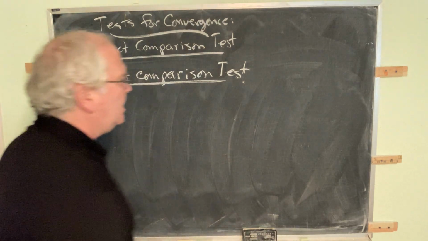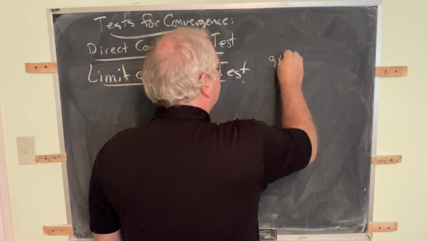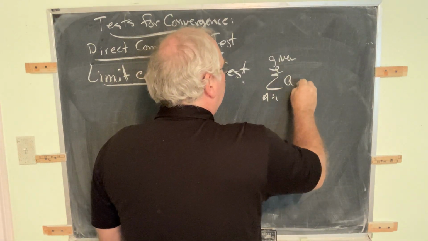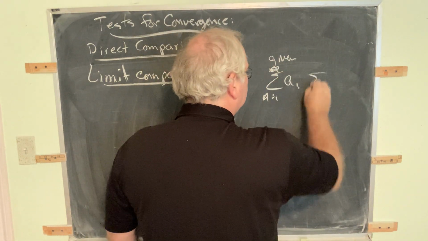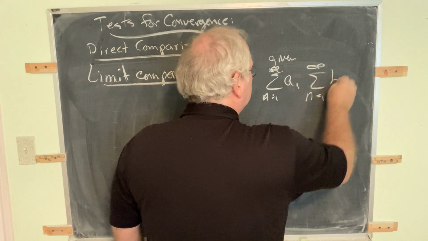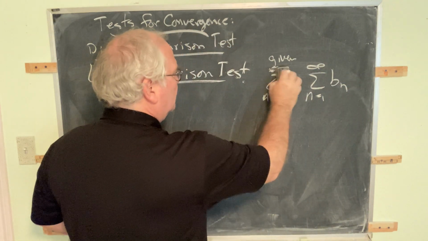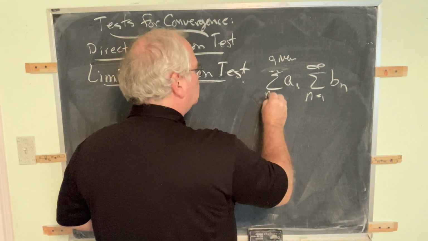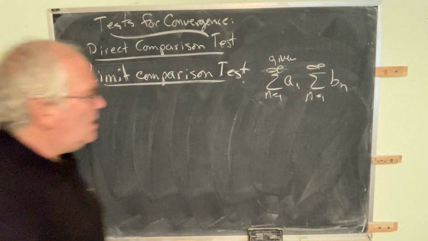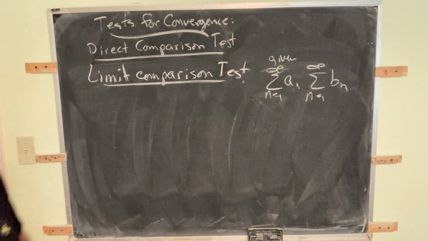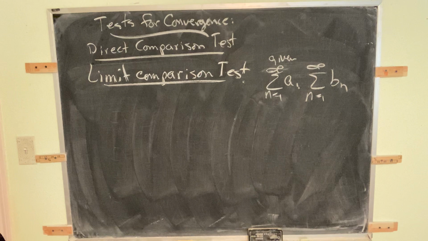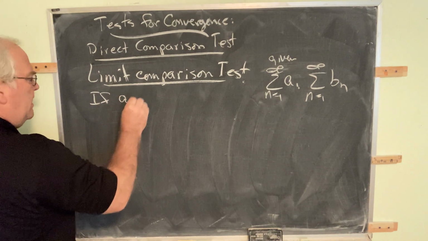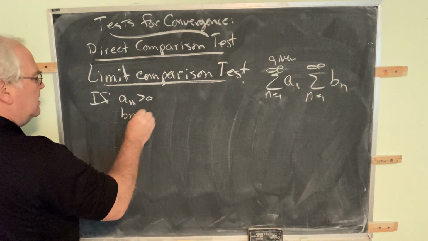Again, the limit comparison test says assume we have these two series given. The limit comparison test says this. If an bigger than 0, bn bigger than 0.